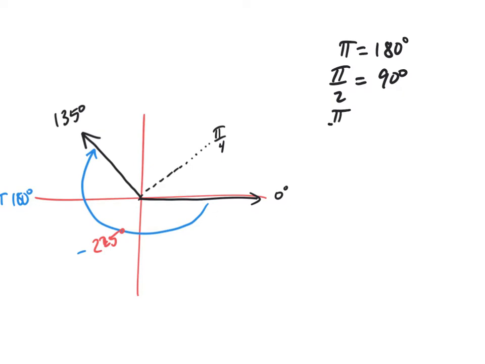How about pi over 3? Say it if you know it. 60. Very nice. And couldn't I just think of pi as 180? 180 divided by 3 is 60. Yes, you could. How about pi over 4?